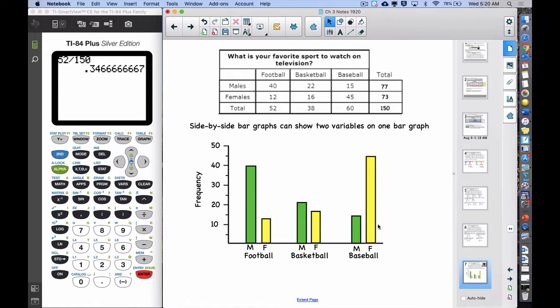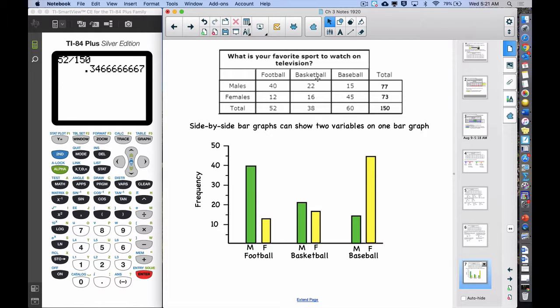So it's a two-variable graph because I have one variable on the bottom. Within each of those, I have my other variable measured with different bars. Now, you could do this in the other order. You could have males and females along the bottom, and you could have three bars. Under the male label, you could have a bar for football, a bar for basketball, a bar for baseball, all side by side. And then above the females, you could have a bar for football, bar for basketball, bar for baseball.